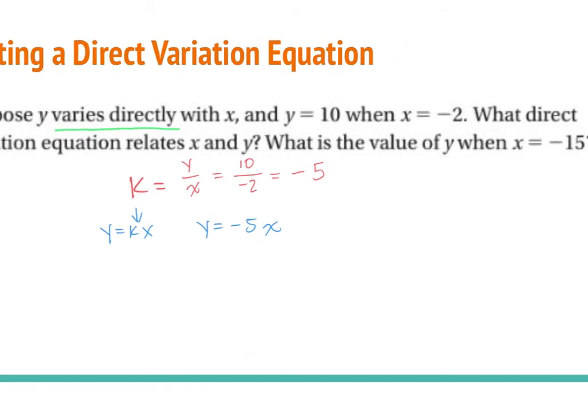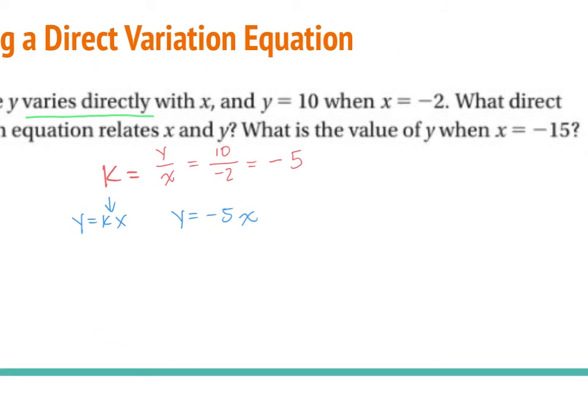How do we find out what y is when x equals negative 15? All you do is plug it in, guys. So when x equals negative 15, y equals negative 5 times negative 15. We get y equals 75.